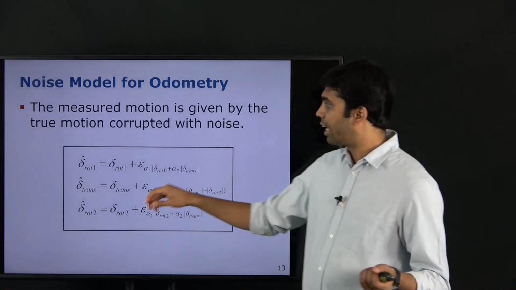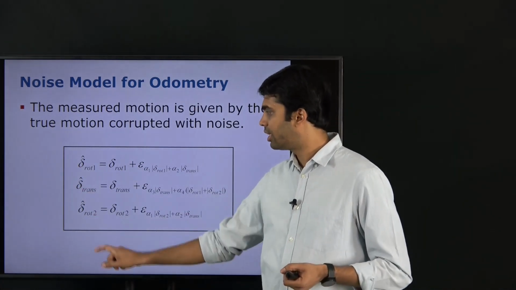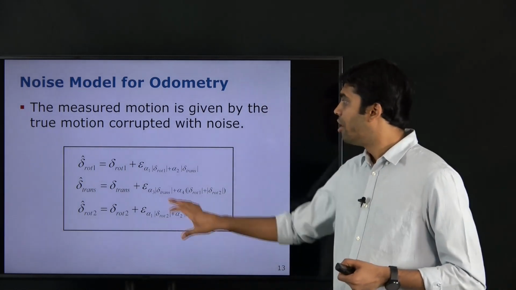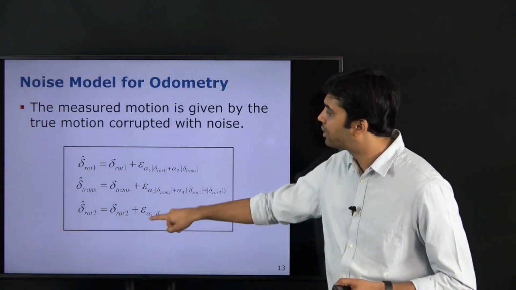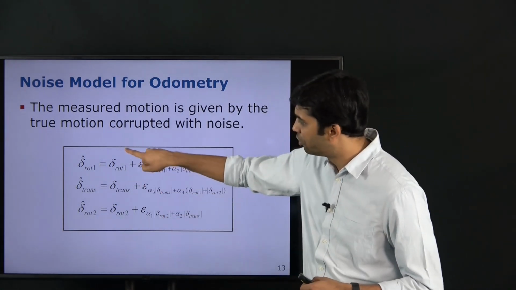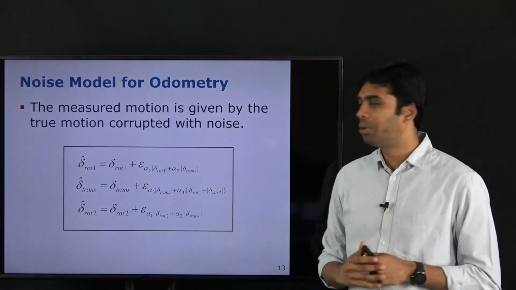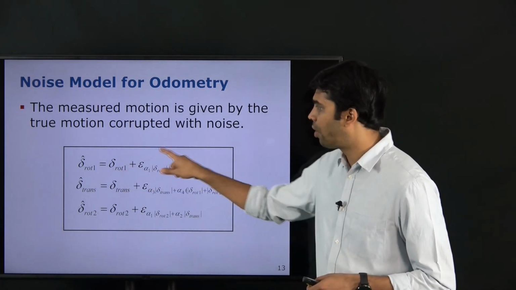noise. So like we said, for each of the parameters, so the delta rotation 1, the delta translation and the delta rotation 2, we model noise terms. So this epsilon here models the noise on those parameters. So these are the mean movements. So let's say, for example, this is the rotation that we ask the robot to do, and then there sits a particular noise on top of it.